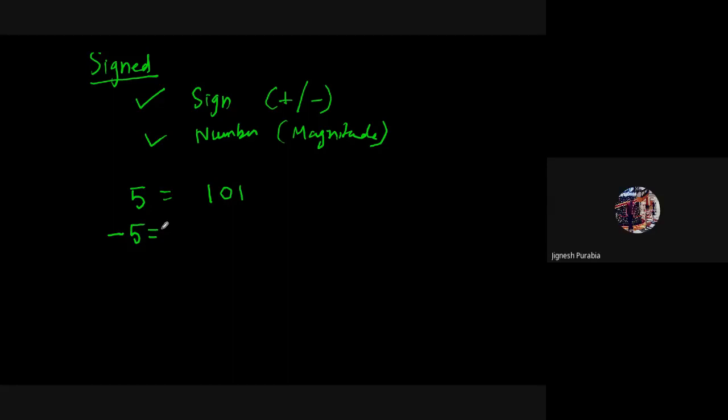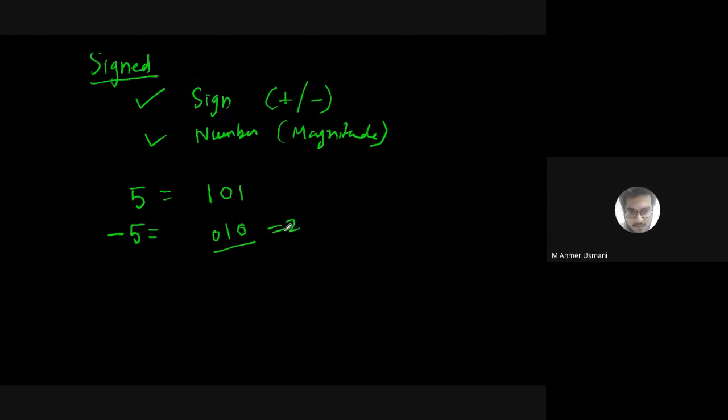Sir, ones will become zeros and zeros will become ones, meaning this 1 will become 0, this 0 will become 1 and this 1 will become 0. Is this how it will be? Can it be like this, sir? If so, this is nothing but 2. You'll get confused, right? This is 2, this is -5. So there has to be some other way around, right? There should be a different technique, right? Everybody agrees? Yes, sir.